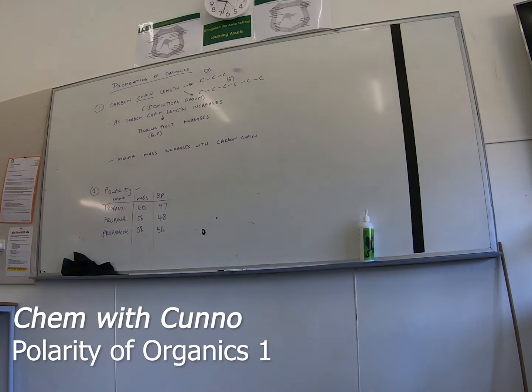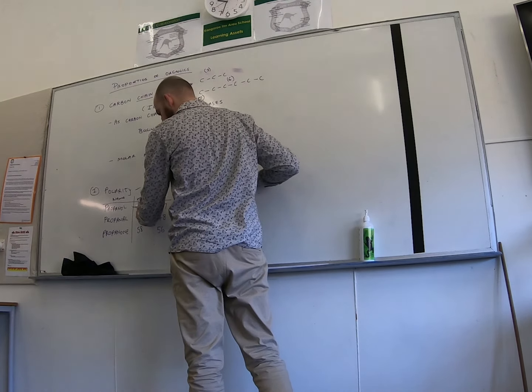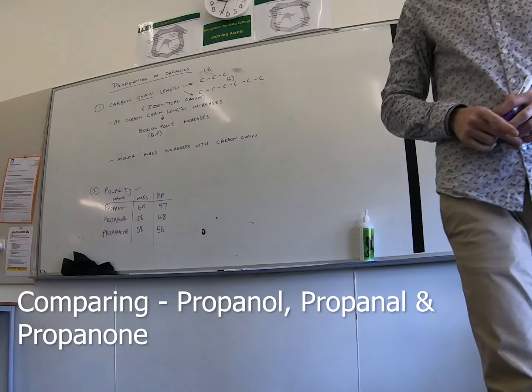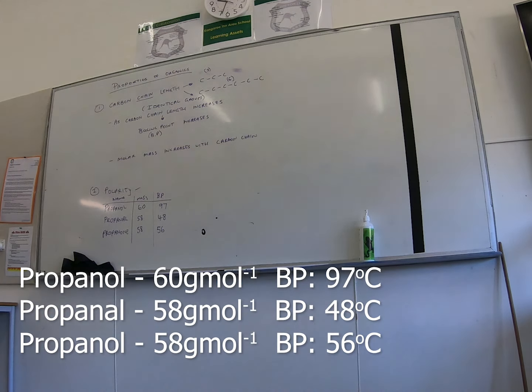Alright, polarity. It's a little table here with three chemicals that are very similar: propanol, propanal, and propanone. They've all got very similar molar masses, 60, 58, 58. But what you notice is their boiling points are completely different.